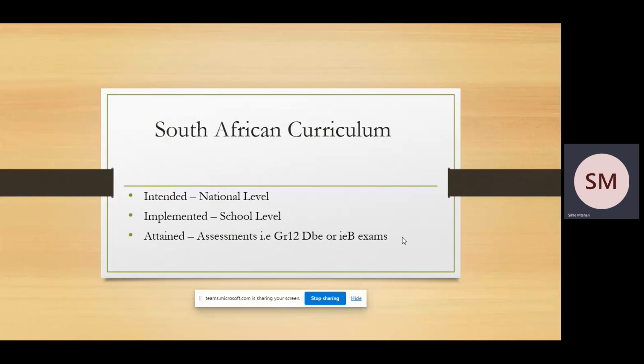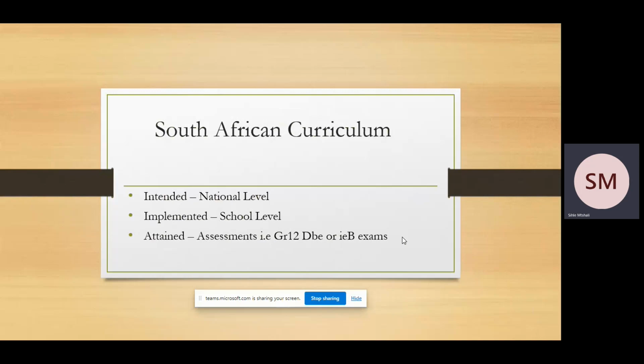The intended curriculum is at a national level, whereby the curriculum developers sit and discuss what needs to be in the curriculum, and they have meetings and decide what to put on the curriculum, and they expect the curriculum to be implemented at schools. The implemented curriculum is at a school level, where teachers interpret the curriculum and try to implement it, making sure that they are following what the intended curriculum is asking them to do.